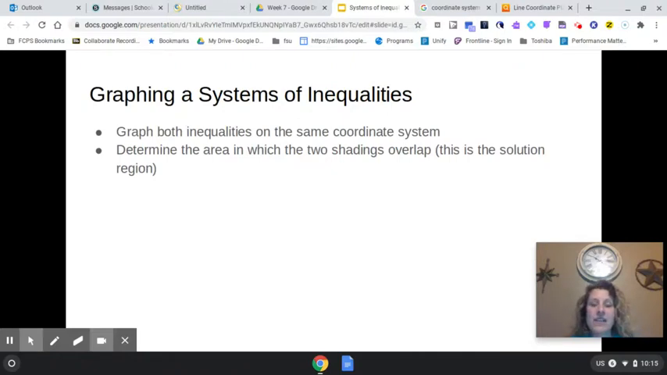When we graph a system of inequalities, we are going to graph both inequalities on the same coordinate system. Then our goal is to figure out where on the graph the shadings overlap. That overlapping shaded region will be the solution region to the system of inequalities. So we're not just going to have a single point like we had with a system of equations. We're going to have a whole region that represents the solution to the system of inequalities.